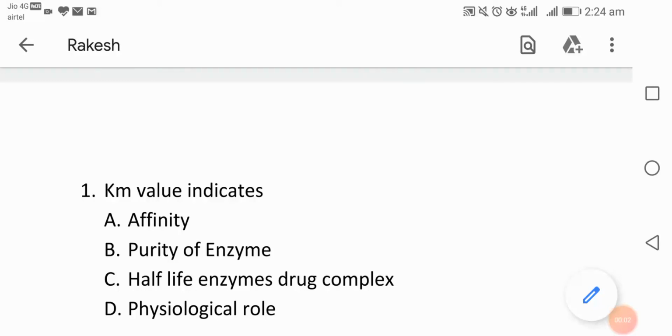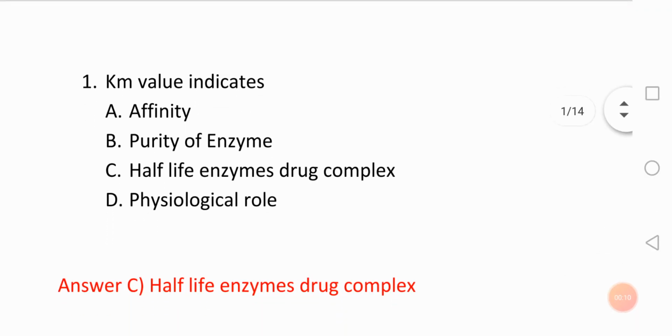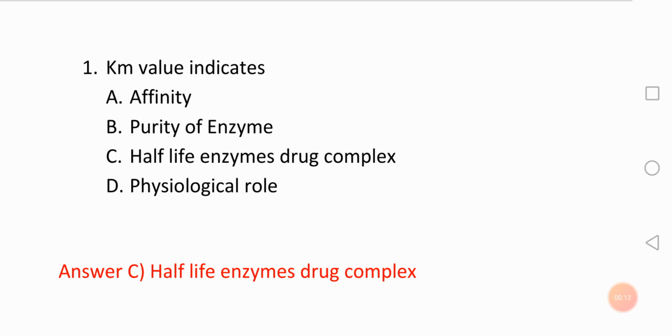The Km value indicates: A. Affinity, B. Purity of enzyme, C. Half-life of enzyme-drug complex, and D. Physiological role. And the answer is C part, half-life of enzyme-drug complex. Km is a plasma concentration at which elimination rate is half maximal.